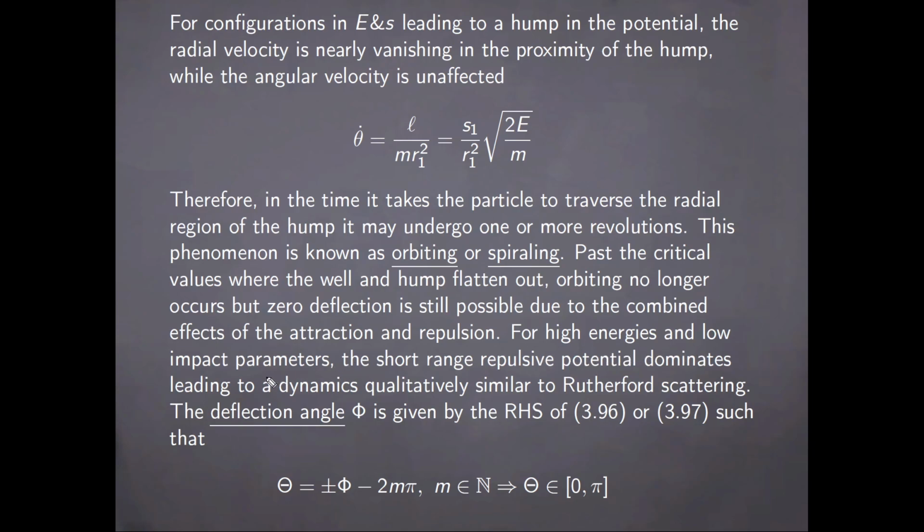For high energies and low impact parameters, the short-range repulsive potential dominates, leading to a dynamics qualitatively similar to Rutherford scattering. The deflection angle phi is given by the right-hand side of equations 3.96 or 3.97, such that the scattering angle is plus minus the deflection angle minus 2 times m times pi, where m is a natural number chosen such that the scattering angle itself lies between 0 and pi. So essentially m will count the number of revolutions.